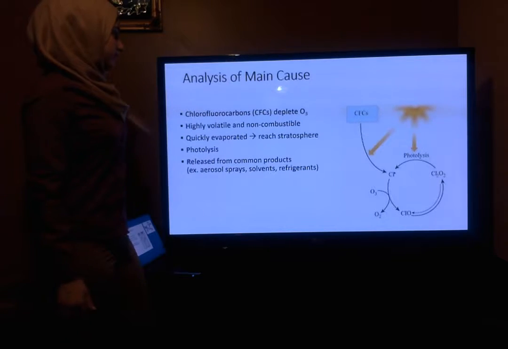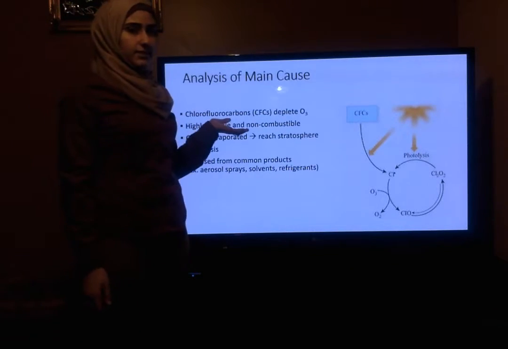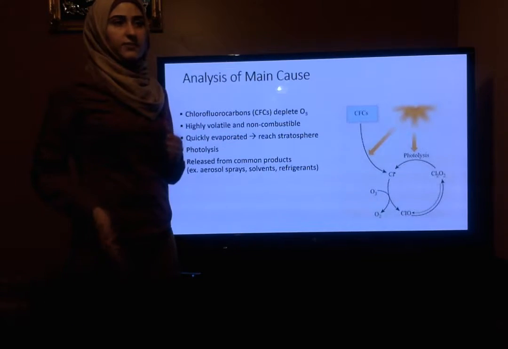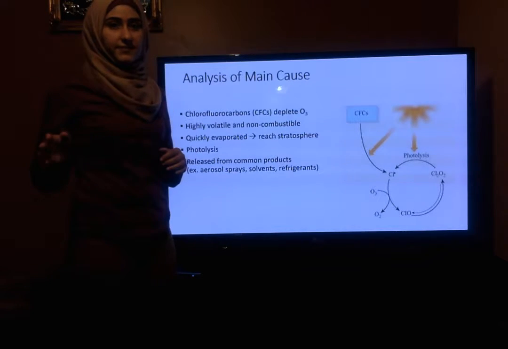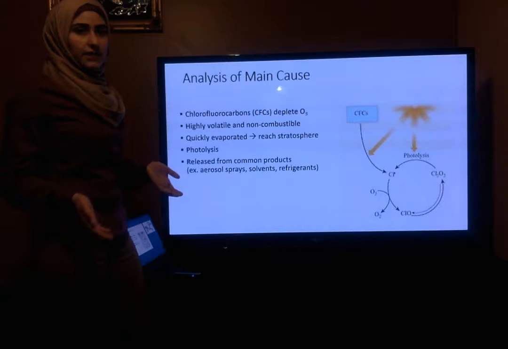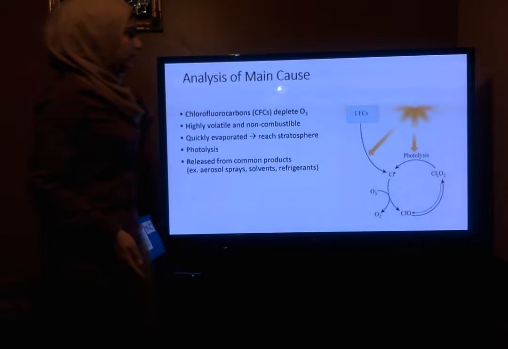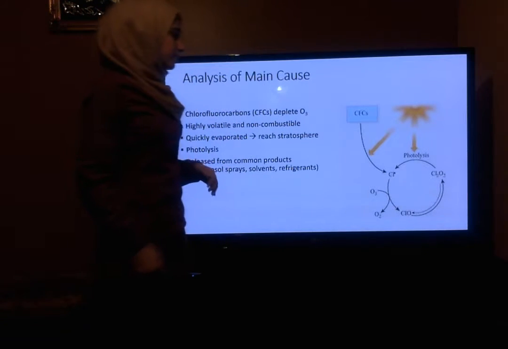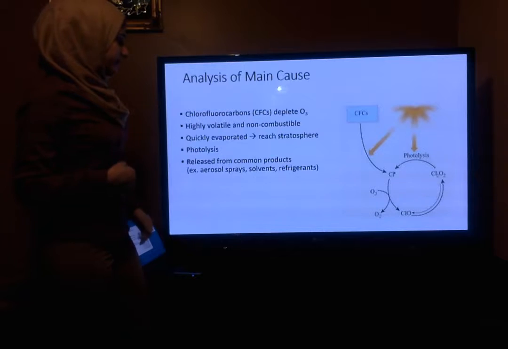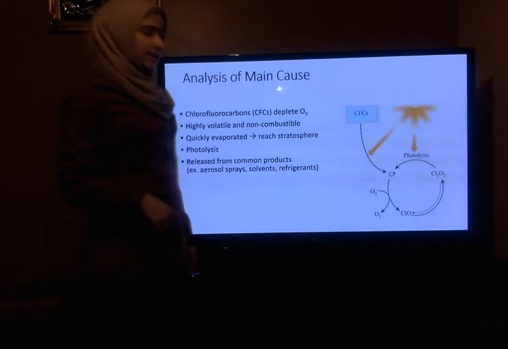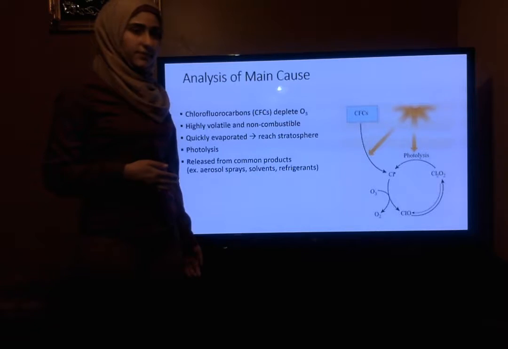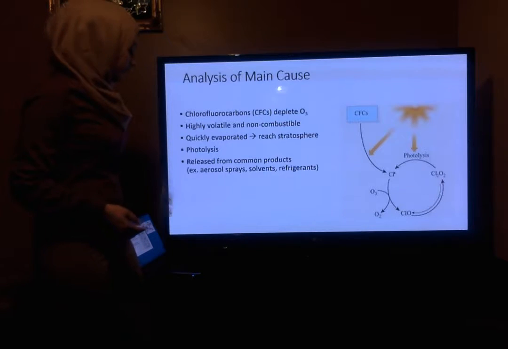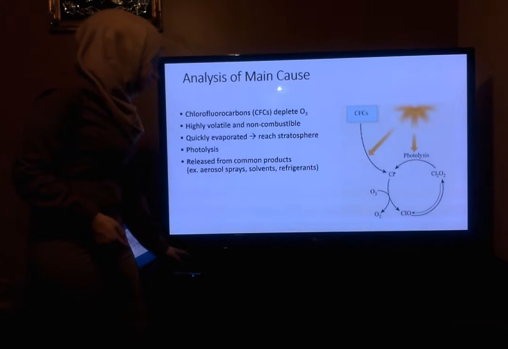But I would like to analyze the main cause because that is what really causes the ozone depletion, and that is the chlorofluorocarbons. Chlorofluorocarbons are the ones that deplete the ozone molecules. They're highly volatile, meaning they are able to be evaporated really quickly, and they reach the stratosphere quickly. And that is where they get into contact with the ozone molecules. And this is a process called photolysis, in which the breakdown of ozone occurs. I will analyze it in more detail in the next slide. And we know that chlorofluorocarbons are released in products such as refrigerants, aerosol cans, and solvents, such as that I've described earlier.